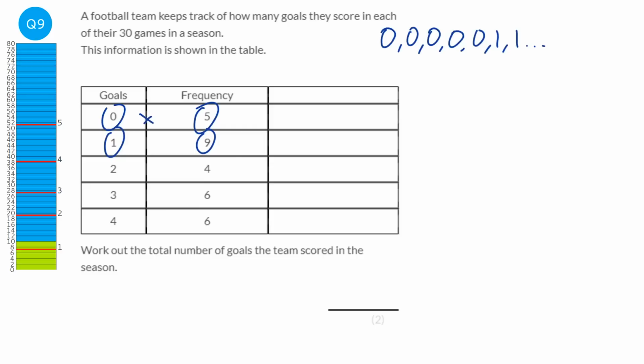So we've got 5 lots of 0 goals, which will just be 0, 9 lots of 1 goal, so that's just 9, 4 lots of 2 goals, so that's 8, 6 lots of 3 goals, that's 18, and then 6 lots of 4 goals, that's 24. So all we need to do now is add up the 0, 9, 8, 18 and 24, which brings us to 59. So there were 59 goals scored.